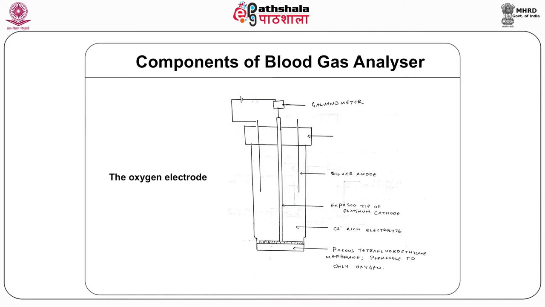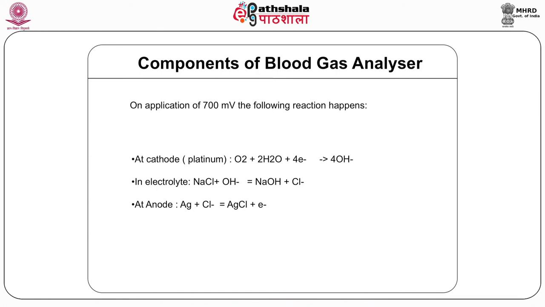It consists of a platinum cathode and a silver chloride anode. They are placed in a solution of sodium chloride. On application of 700 millivolts, the following reaction happens. At the cathode, which is the platinum, O2 combines with two molecules of H2O and four electrons to give rise to four ions of OH minus. In the electrolyte, NaCl plus OH minus give rise to NaOH plus Cl minus. At the anode, Ag plus Cl minus combine to form AgCl with the release of an electron.